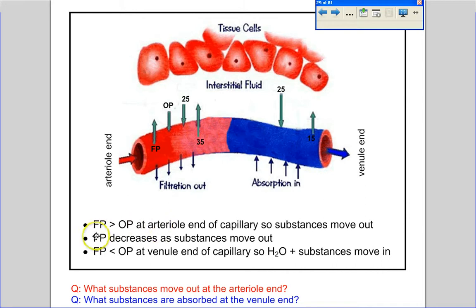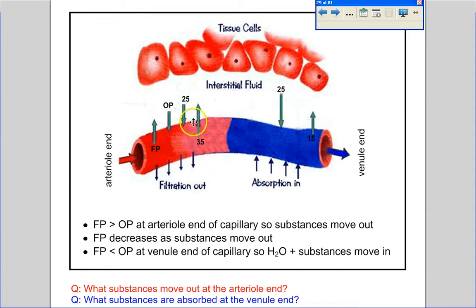Okay, so along the bottom it's kind of a summary here. It says fluid pressure is greater than osmotic pressure at this end, so substances are forced out. So what substances are going to be forced out? The stuff that our cells need, which makes sense, oxygen and nutrients.